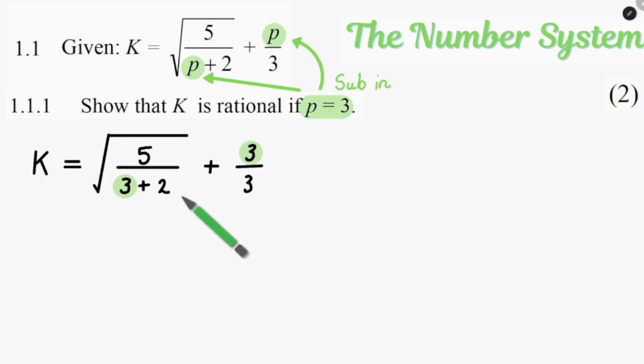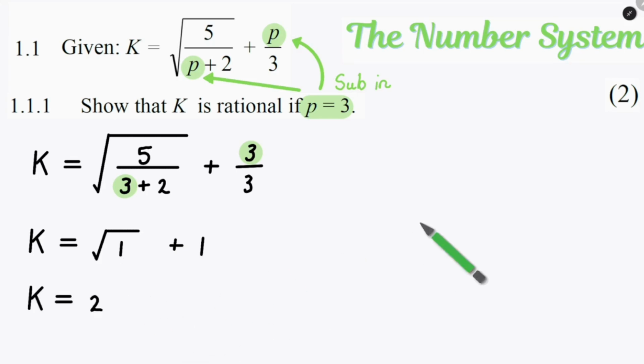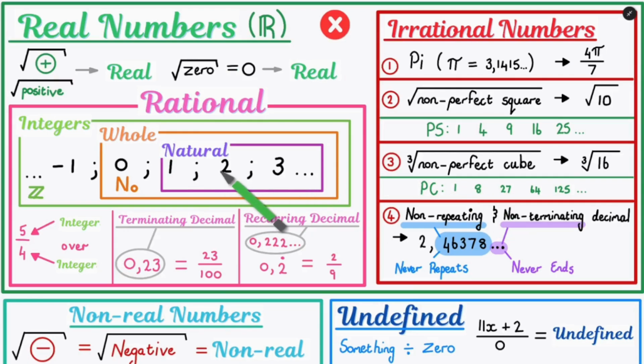So 3 plus 2 is 5, 5 divided by 5 will give me this 1 over here, and then 3 divided by 3 will just give me another plus 1 essentially there. Square root of 1 is just 1, and 1 plus 1 is 2, which is definitely rational. Having a look at our number system quickly, we can see that 2 is inside the natural numbers, the whole numbers, the integers, as well as the rational bubble, just to reaffirm that it does fall within the rational scope.